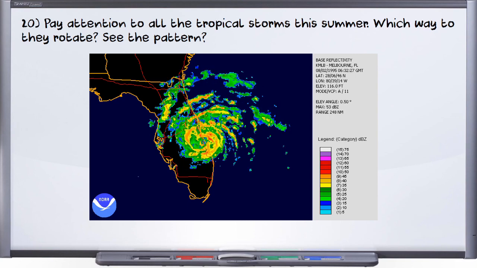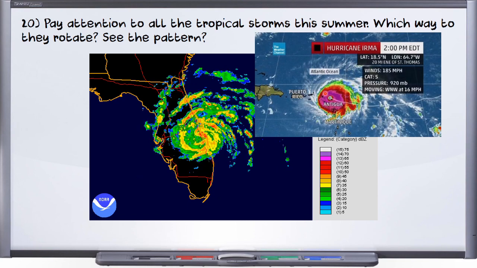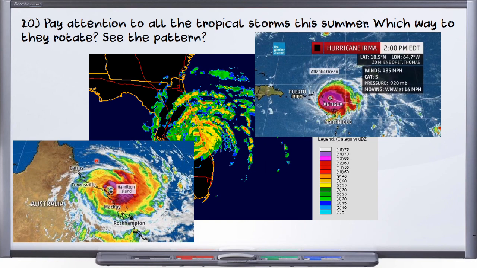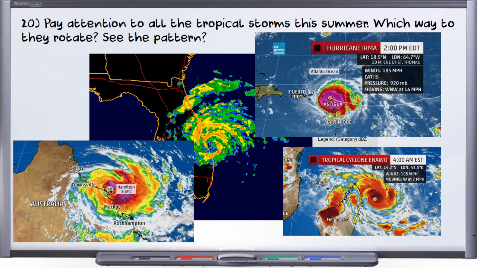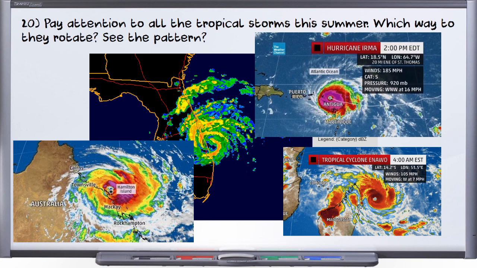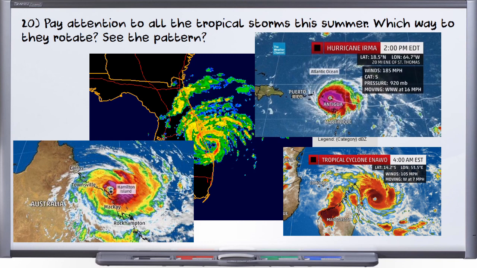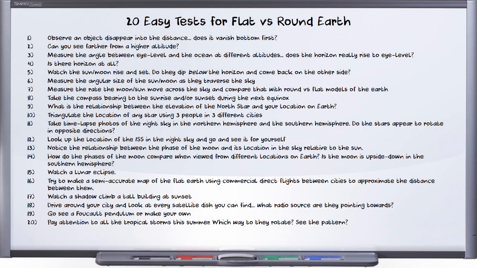Do they always rotate in the same direction like this? Or do sometimes they seem to rotate in the opposite direction? Can you find any pattern? Which ones rotate one way and which ones rotate the other way? And I suggest that you can find a pattern that indicates the flatness or curvature of the Earth. So there are my 20 easy tests for whether the Earth is flat or round.